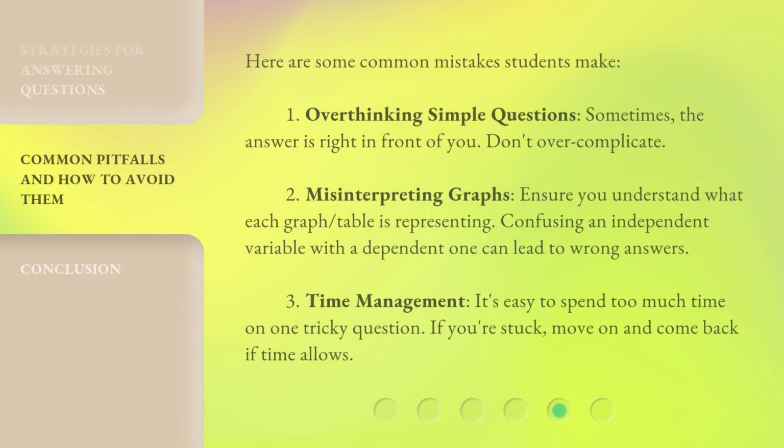Here are some common mistakes students make. 1. Overthinking simple questions. Sometimes, the answer is right in front of you. Don't overcomplicate. 2. Misinterpreting graphs. Ensure you understand what each graph, table is representing. Confusing an independent variable with a dependent one can lead to wrong answers. 3. Time management. It's easy to spend too much time on one tricky question. If you're stuck, move on and come back if time allows.